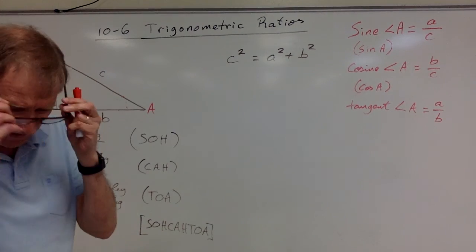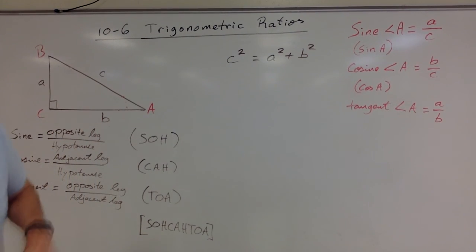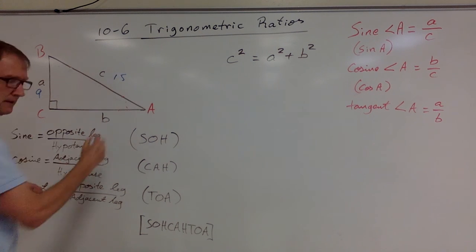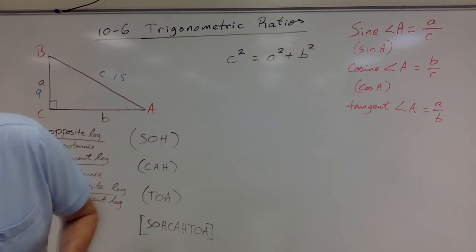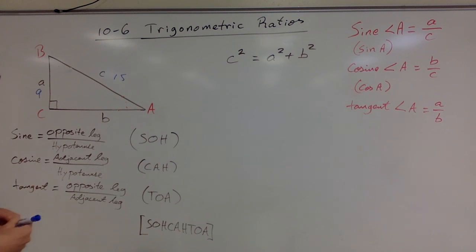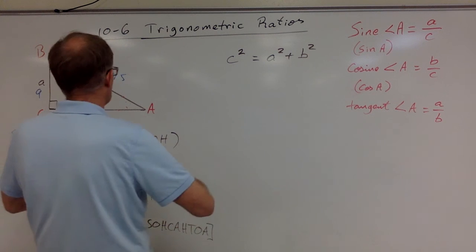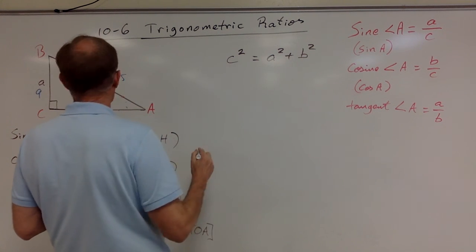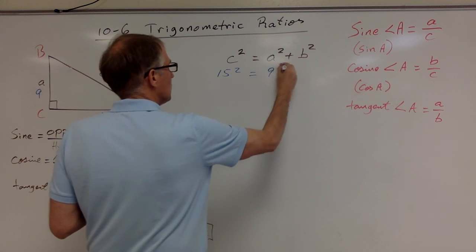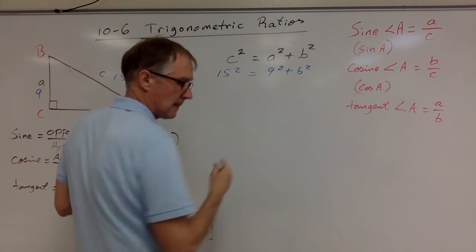Okay, so let's say we have an example where we have 9 and 15, and what's length B, and then what are the trigonometric ratios for angle A. So just to practice trigonometry here, to practice the Pythagorean theorem, 15 squared equals 9 squared plus B squared.